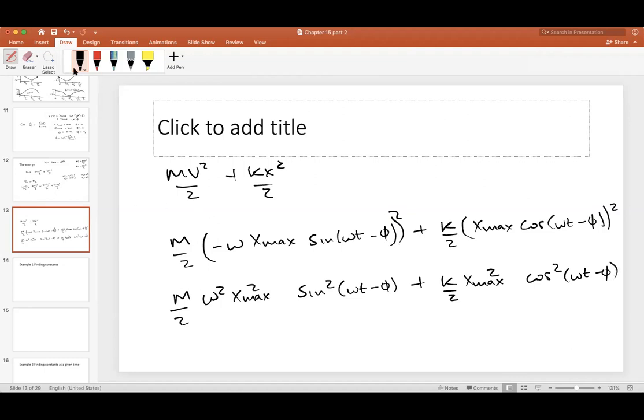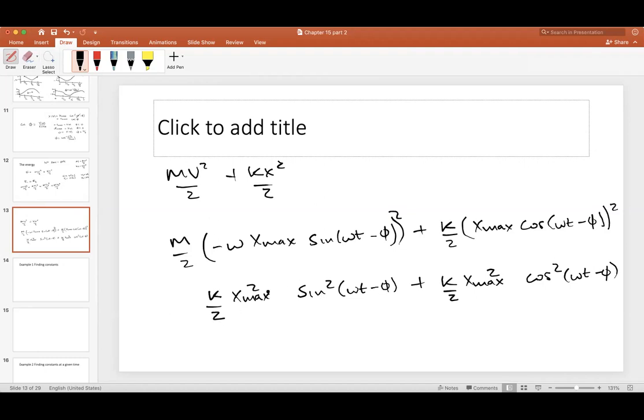Now, knowing that omega is actually the square root of k over m, omega squared becomes k over m, and this whole thing becomes k over 2.